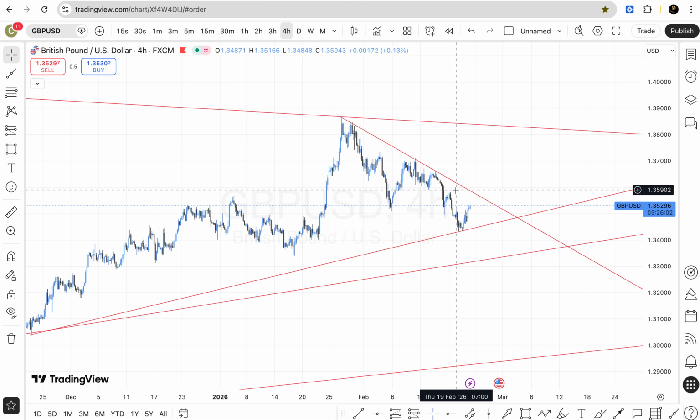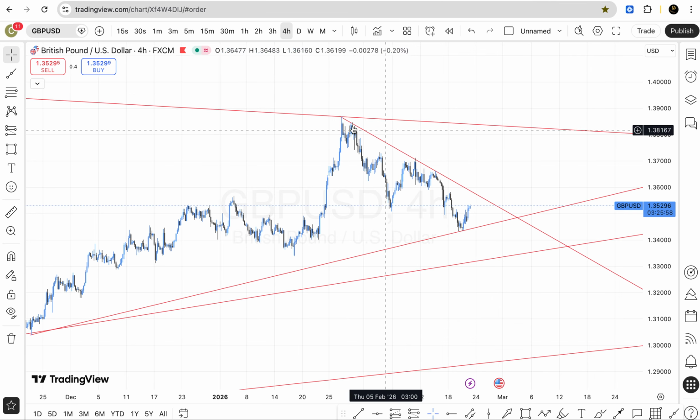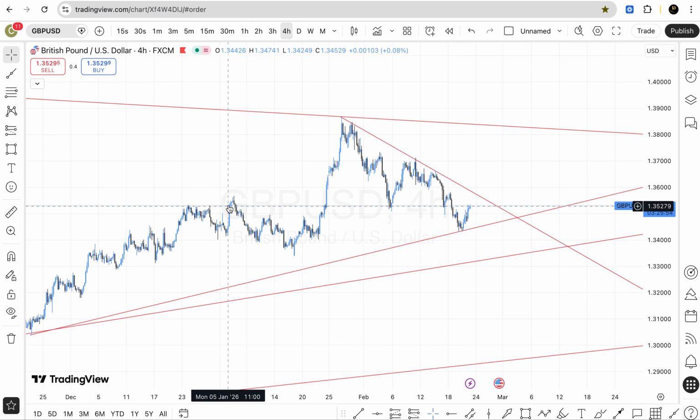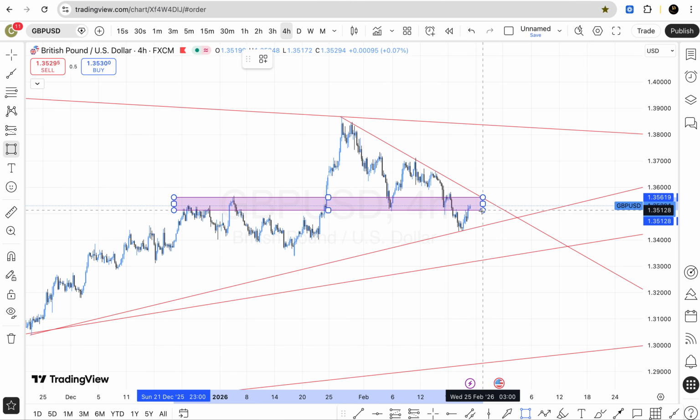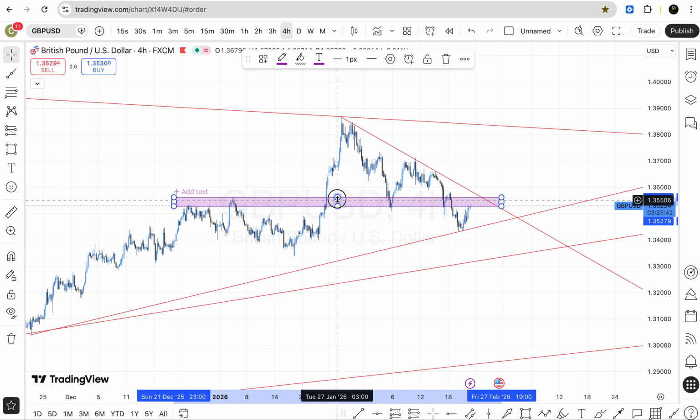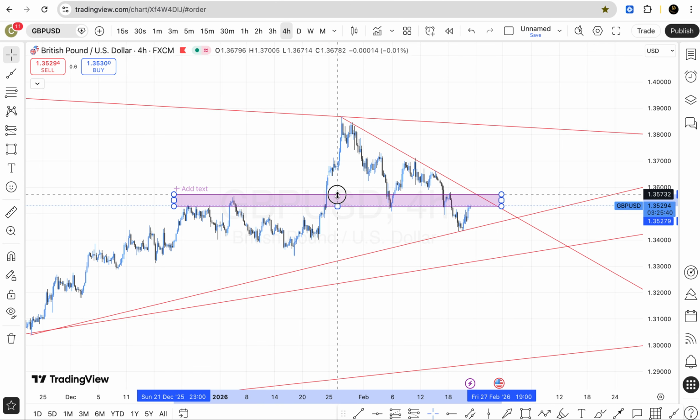I also trade support and resistance. So in addition to my trend lines, I trade support and resistance. I'm seeing a very beautiful support and resistance zone here, where the market is currently at. So we have this point here. It goes way up to this point. All right.